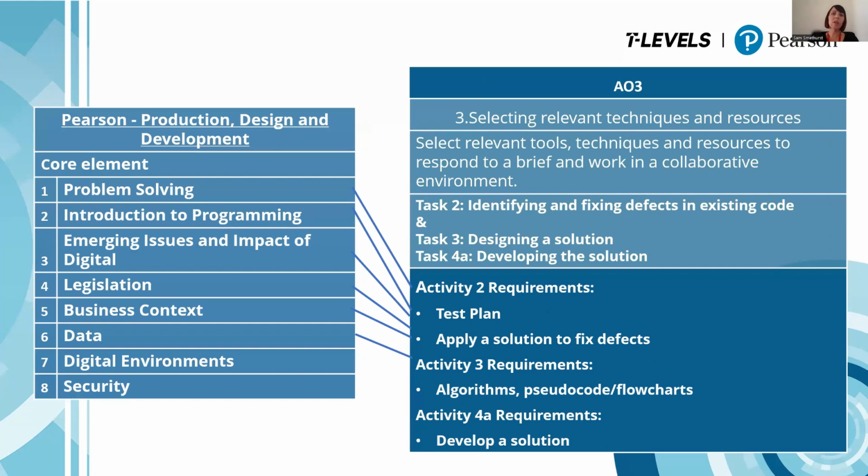If we look at the objective 3, selecting relevant techniques and resources, this is covered in task 2 again, task 3, the design of the solution, and then the development. Looking at the requirements, algorithms, flowcharts, the developments, their programming, their test plan. Pretty much all of the core element cover aspects within this. So if we look at problem solving, can they determine the correct output of an algorithm? It's covered in that aspect.